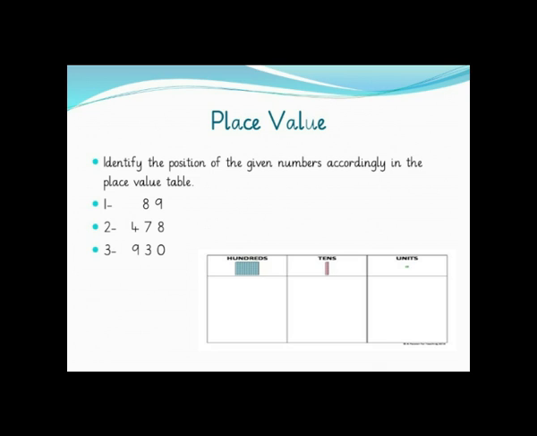Now moving ahead, you have to identify the position of the given numbers accordingly in the place value table. Our first number is 89. You have to write down the number in the place value table accordingly. Units in the units place, tens in the tens place.